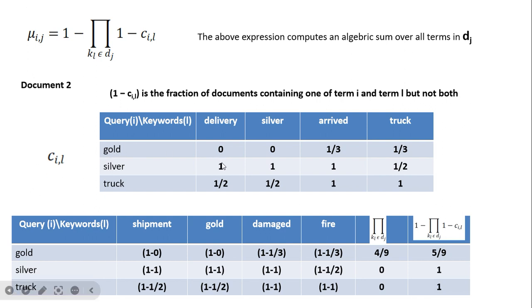So for silver, 1 minus 1 is 0, so there is no need to calculate other things because the answer is going to be 0 and the membership value will be 1. For truck, we will check that this 1 minus 1 is 0, so the membership value will come as 1.